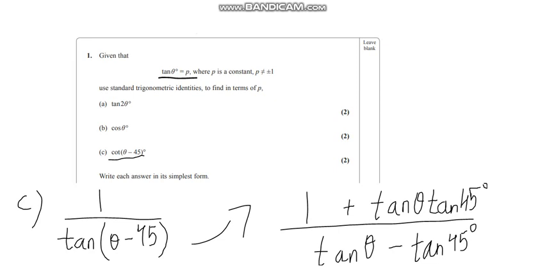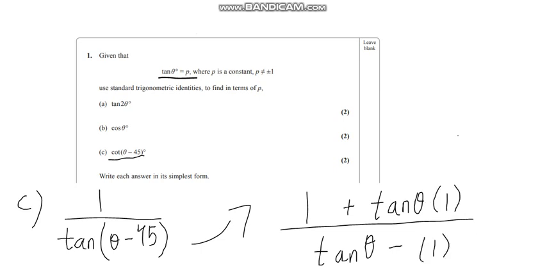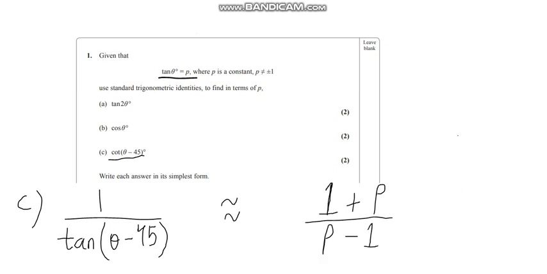One more thing guys, we know that tan 45 degrees is 1. So we'll substitute 1 wherever we find tan 45. And to finish this answer, substituting P wherever we find tan theta, our final answer will look like 1 plus P upon P minus 1.